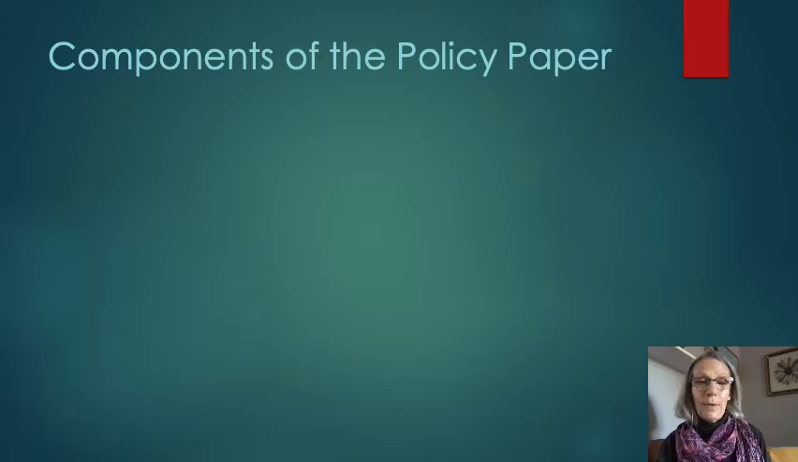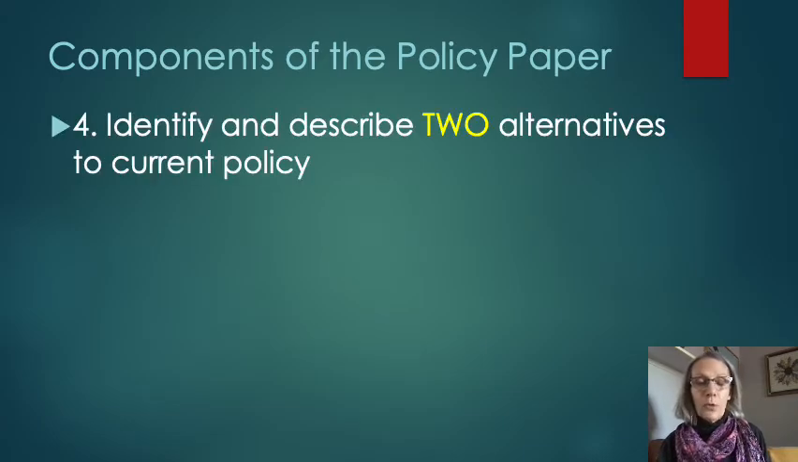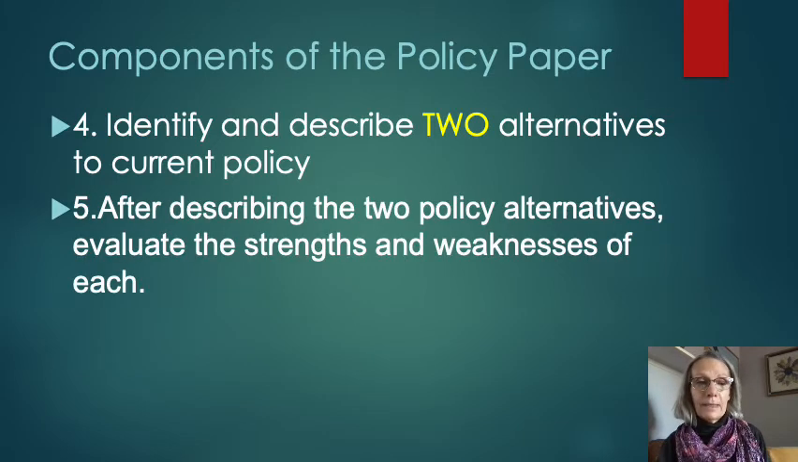The next components of the policy paper are to identify and describe two alternatives to the current policy. If you're saying the current policy that's in place is ineffective and needs improvement, then you're going to want to come up with two options for public policy to replace the existing policy. And then after you describe these alternatives to current policy, you're going to want to evaluate these alternatives. In other words, you're going to want to identify what the strengths and weaknesses of each of your policy alternatives are.